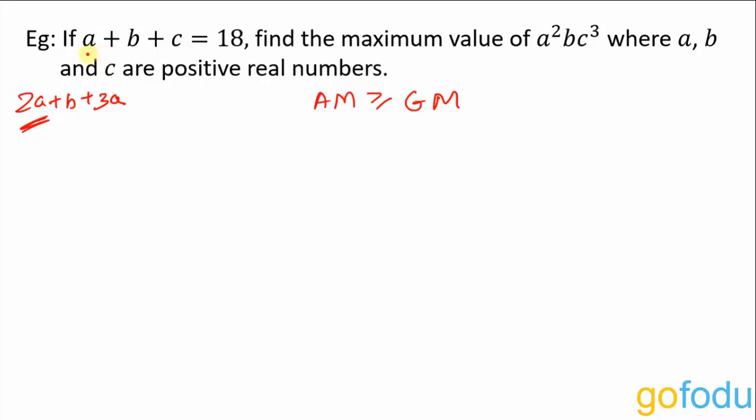So can I split this A into 2A? Yes, I can split it into 2 parts. I can write this A as A by 2 plus A by 2. And this B will come as it is because I have only one B in the right hand side for GM. And then C will come as C by 3 plus C by 3 plus C by 3. I am splitting C into 3 parts because I have product of C 3 times. I have C multiplied by itself 3 times. I have C cube in the right.